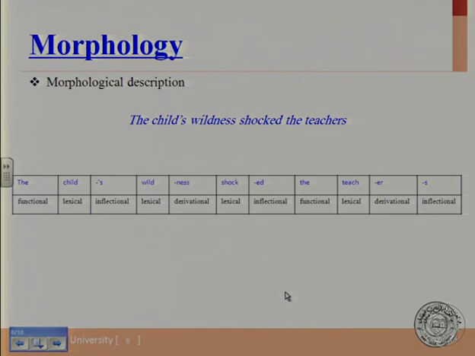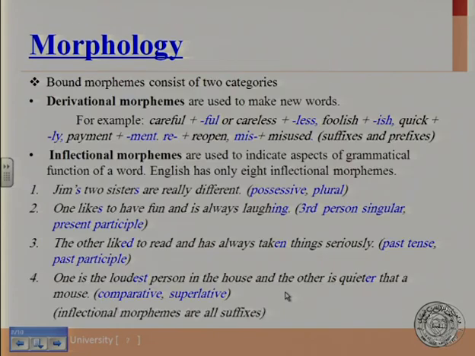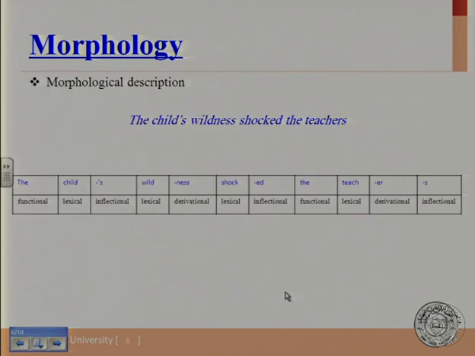Teacher is divided into two parts. Teach is a verb, again it is a lexical, and er derivational, it is a suffix which is added to a lexical and it changes the meaning, a new word as a verb into noun, and the meaning also is different. And the last s is plural. Of course, if you go back, it is one of the 8 inflectional morphemes. That is inflectional s.